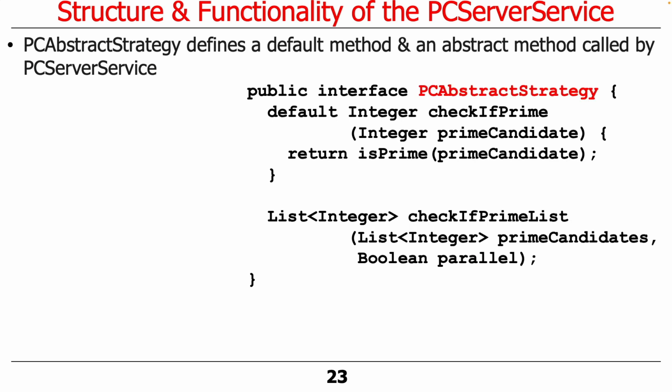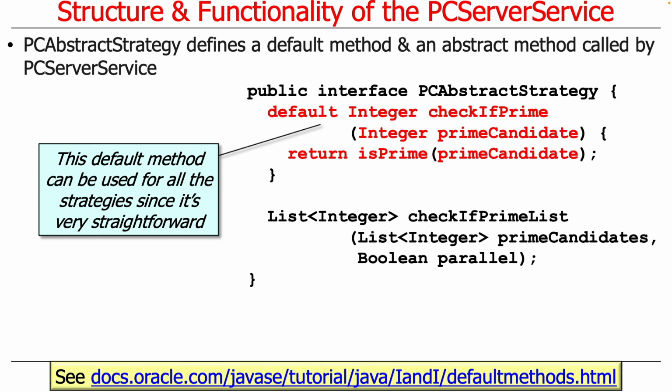This is the PCAbstractStrategy interface. You can see it's an interface, which means that it can have either stub methods defined or default methods defined. In this case, we define a default method, which is just going to check to see if the integer is prime. And that's because that implementation can be shared by all the different concurrency strategies, because it just works the same way. There's checking primality in parallel. You could probably do that, but we are not trying to do that here. We're just returning the result of that.